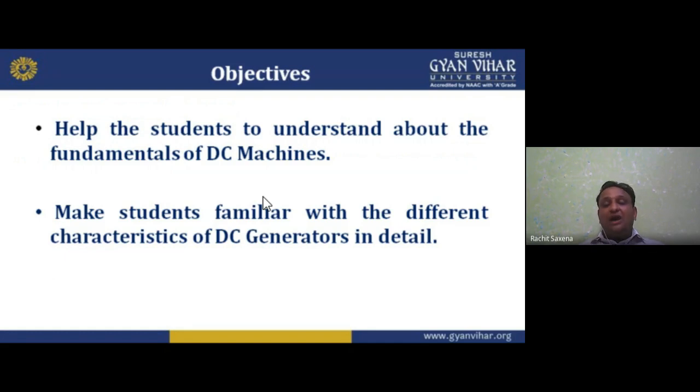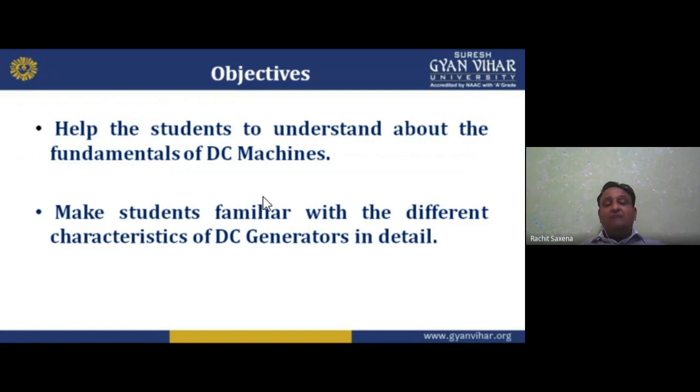If I don't know how to ride a bike, then why am I riding a bike? I have no license to ride that bike. I have no license to drive a car. Then why am I driving a car or riding a bike? I shouldn't. I should have knowledge of it. I should know how to change the gear in a car, how to use the accelerator in a bike, in a vehicle. So the main thing is to know the fundamentals or basics of DC machines.